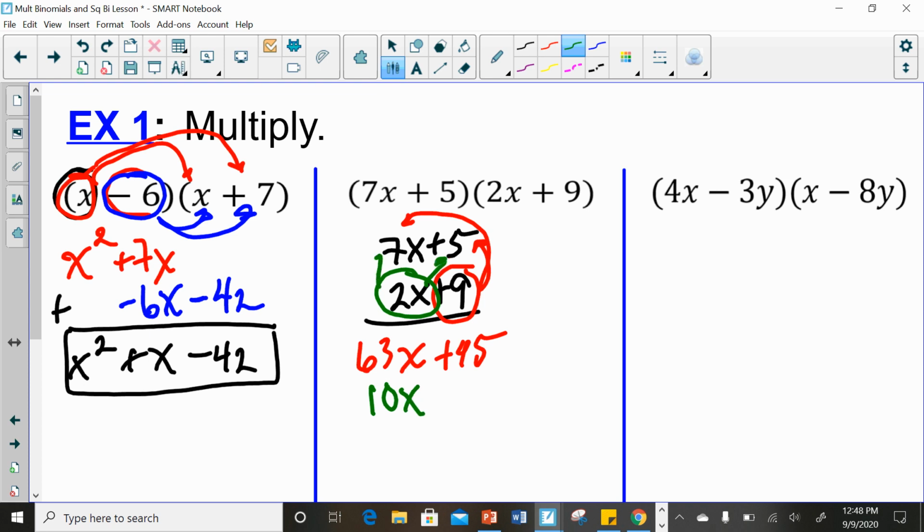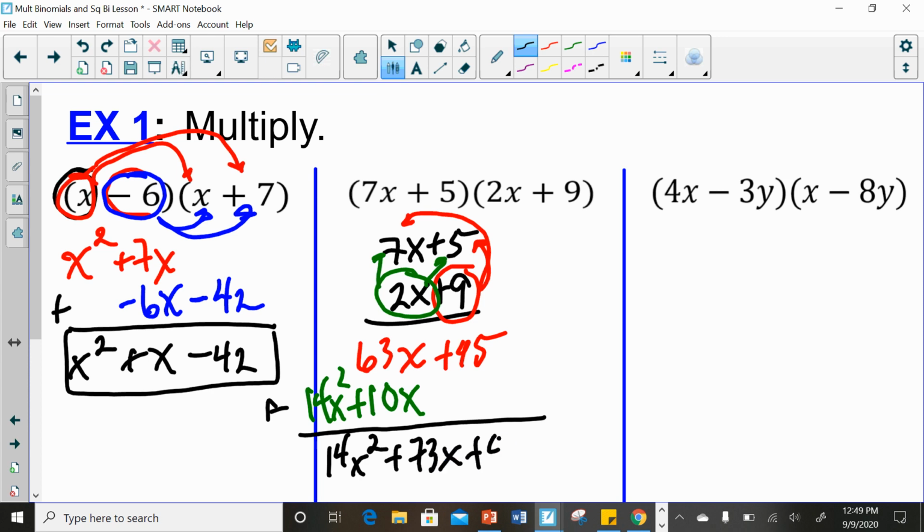And then 2x times the 7x. 2 times 7 is 14. X times x is x squared. So I have 14x squared. It does not have a like term, so I'm going to give it its own column here. And I'm going to put a plus in front of that 10 because it was positive. And so then I'm going to draw my line and add down. So I get a 14x squared. And then I get a positive 73x. And then a positive 45. So look to see if you did it correctly or if you made an error somewhere.